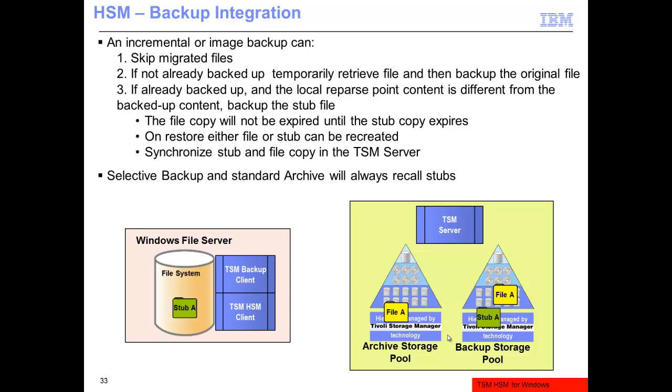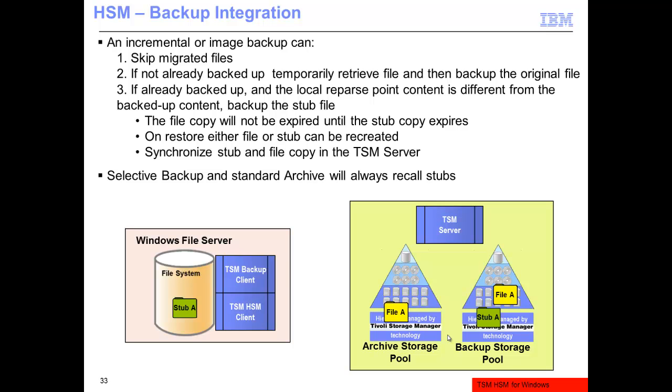Or if the file has already been backed up, but for some reason the local reparse point content is different from the backed up content, then we can choose to back up the stub file again. And in this case, the actual stub itself is being backed up. TSM will make sure that that stub copy is not expired until the original file is also expired off of the TSM server. So it does link the stub copy together with the original backup.